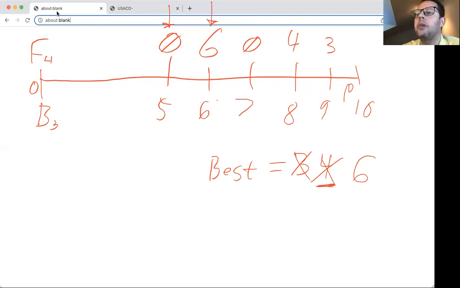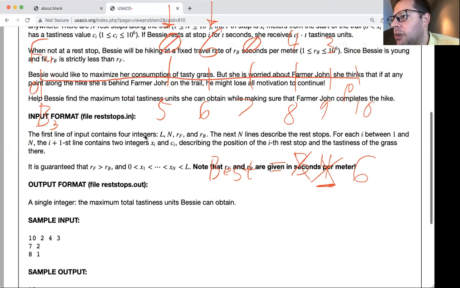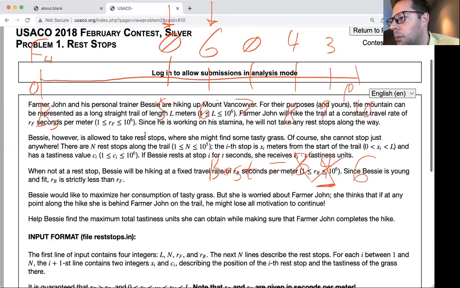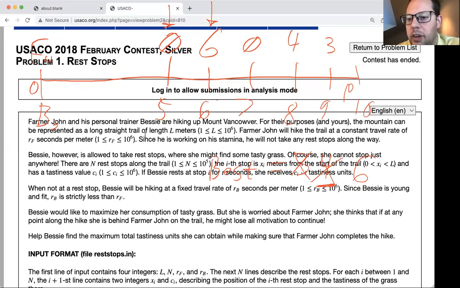I can't think of any reason why you would do this, but do set up your data in such a way. What did it say the L was? The L value was up to 10 to the 6th. Here, the L value is 10 to the 6th. You probably should not be making an array with a size of 10 to the 6th. You're going to want to find a cleaner way to do that.